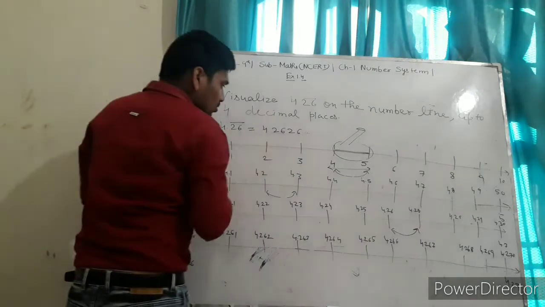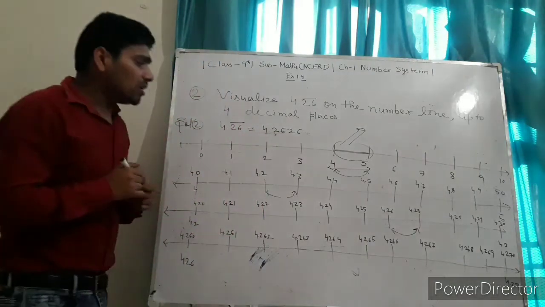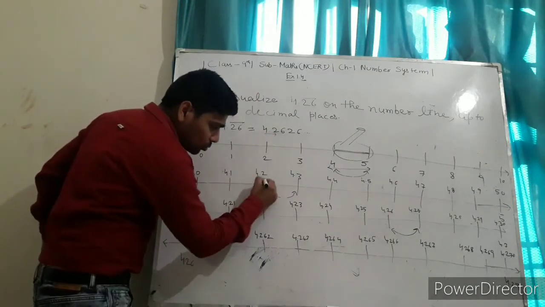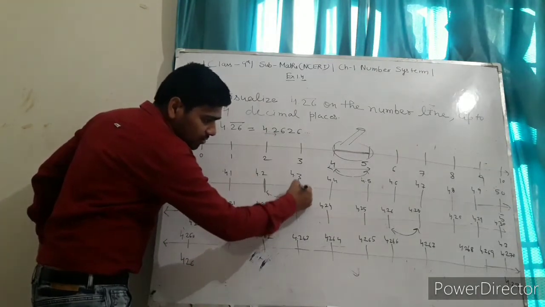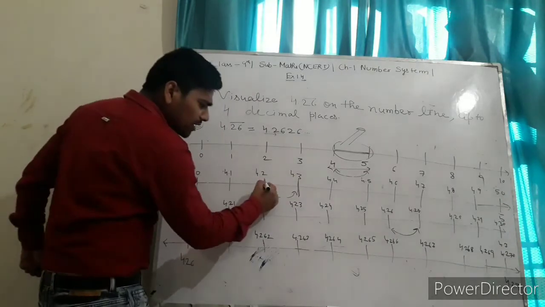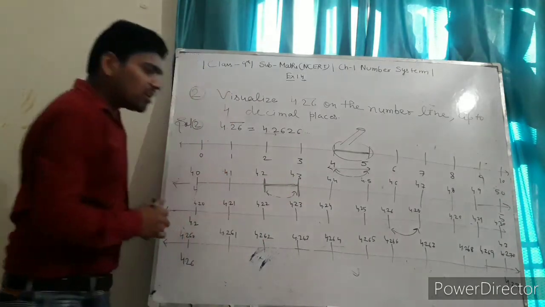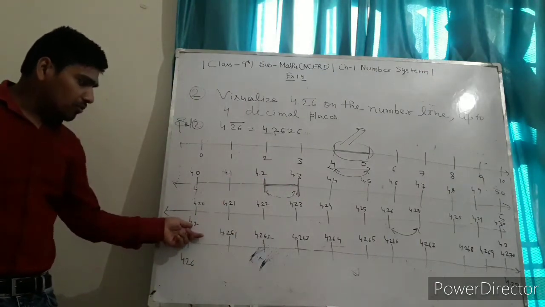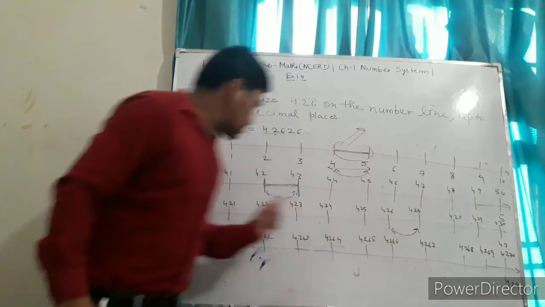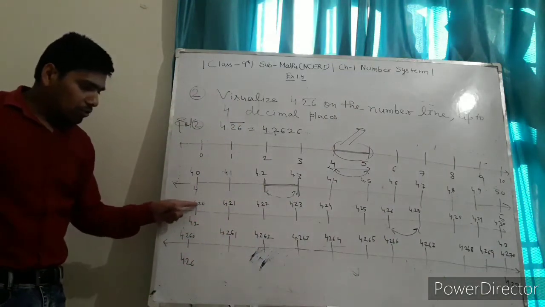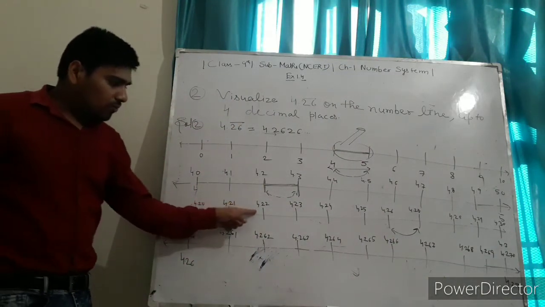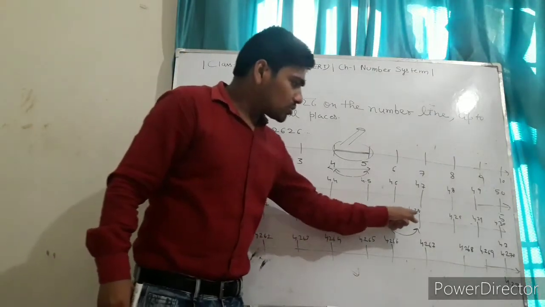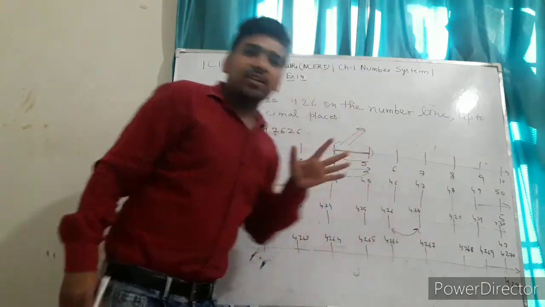Again, this is 4.2 something, which means it is more than 4.2 and less than 4.3, so it will lie somewhere here. Again I divide this part into 10 equal parts. It becomes 4.2 as 4.20 and then 4.21, 4.22, 4.23, 4.24, 4.25, 4.26, 4.27, 4.28, 4.29 and 4.30.